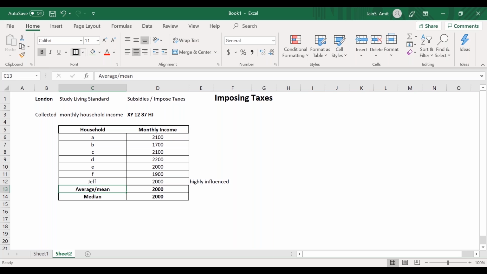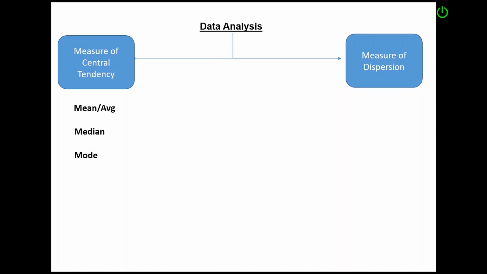So when we have a data set which has extreme values, it is always better to look at the median. Now, this is a measure of central tendency, which tells us where my data is centered. There is another measure that we talked about, which is measure of dispersion. Measure of dispersion means how dispersed my data is, how distributed my data is. There are three measures of dispersion: one is standard deviation, then we have variance, then we have range.